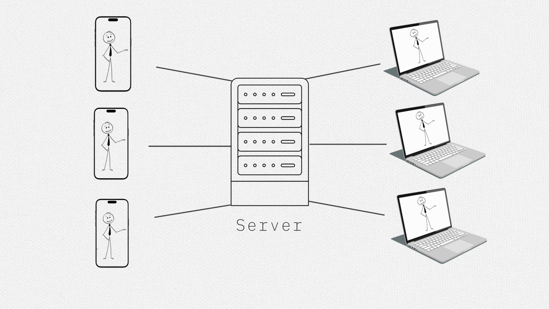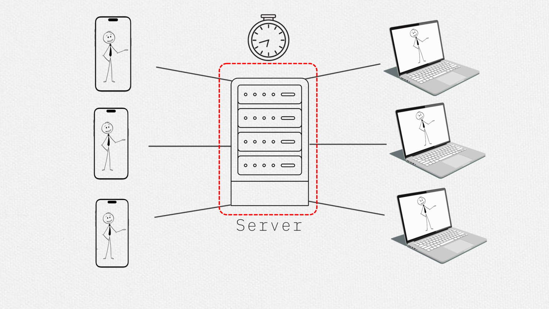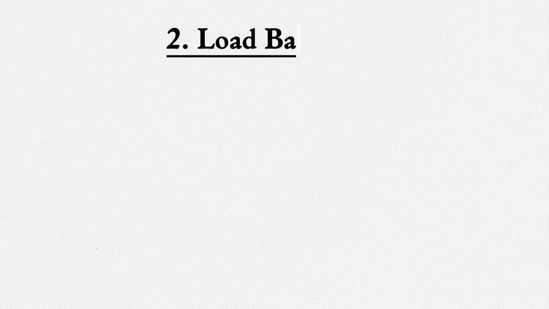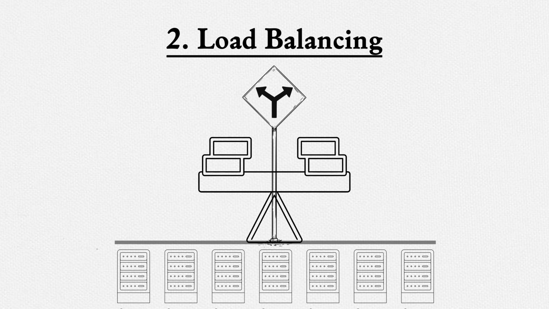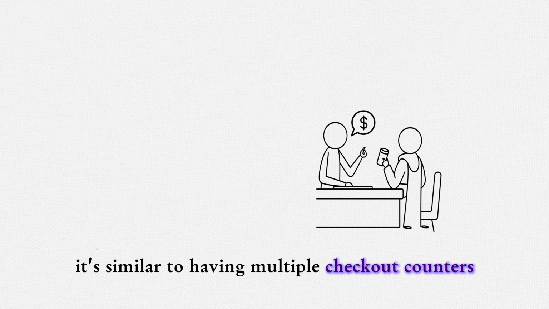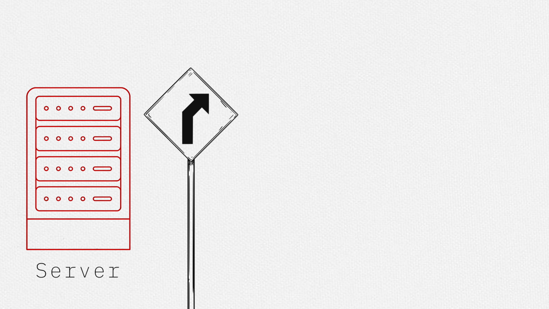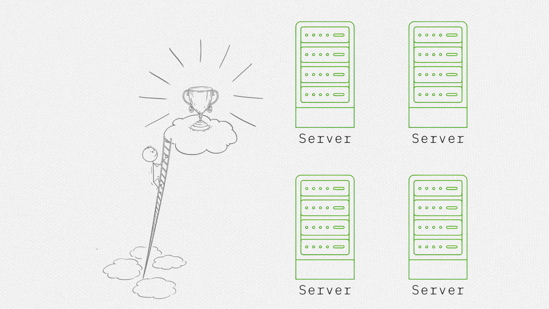As usage increases, a single server quickly becomes a bottleneck. Requests start piling up, response times increase, and failures become more common. To solve this, load balancing is introduced. A load balancer sits in front of multiple servers and distributes incoming traffic among them. It's similar to having multiple checkout counters in a store instead of one. If one server goes down, traffic is automatically routed to healthy servers, improving both performance and reliability.